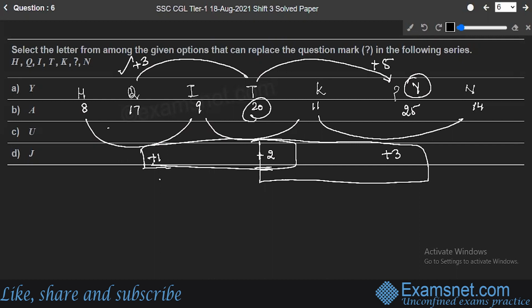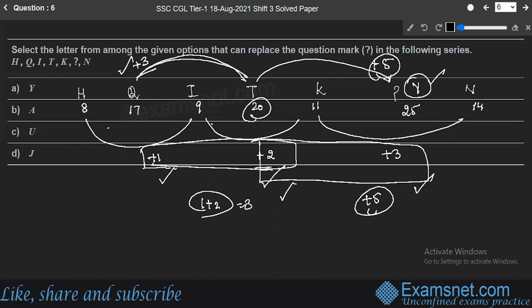See, I'm repeating everything once again. From 8 to 9, you are adding a 1. From 9 to 11, you are adding a 2. The combination of 1 plus 2 gives you 3, which I'm adding moving from Q to T. Similarly, for 2 and 3, there is a plus of 5 if I'm adding them both. So 20 to 25, you are adding a 5, which is alphabet Y. So alphabet Y, which is at 25 position, is the answer to our question.